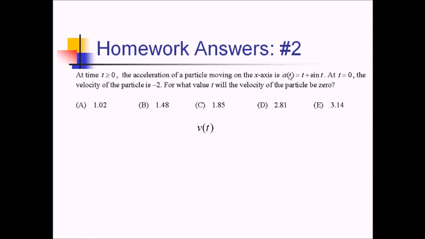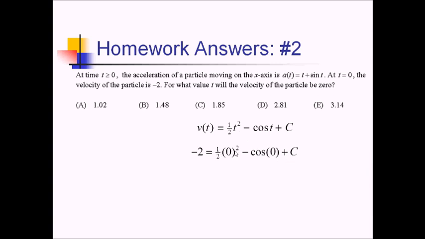And then taking the antiderivative of the right side here, this is 1/2 t squared minus cosine of t plus a c value. Now we have to get our c value. I can get that by plugging in 0 for time and -2 for velocity. So I have -2 equals 1/2 0 squared minus cosine of 0 plus c.